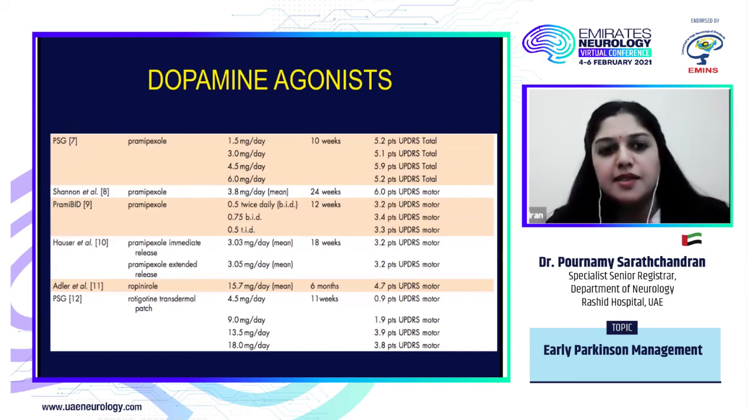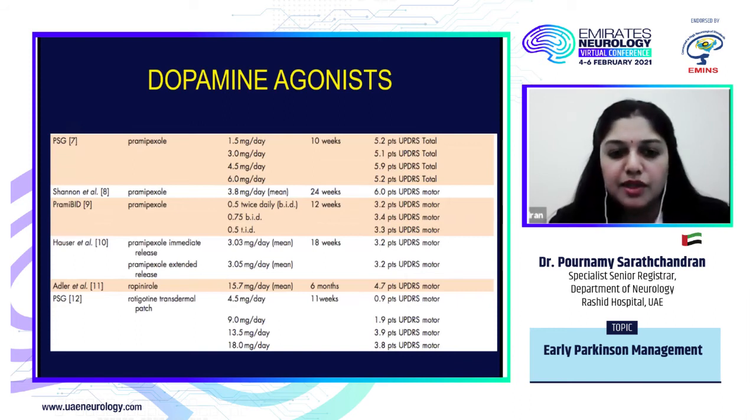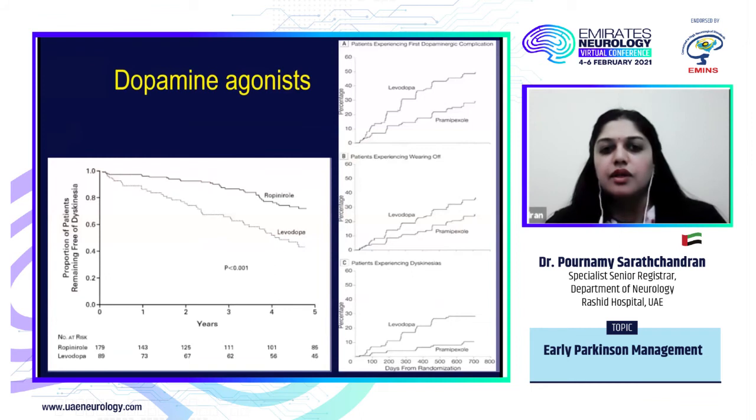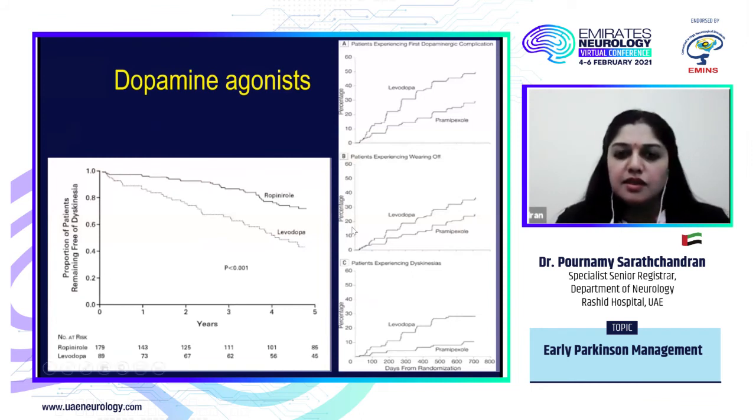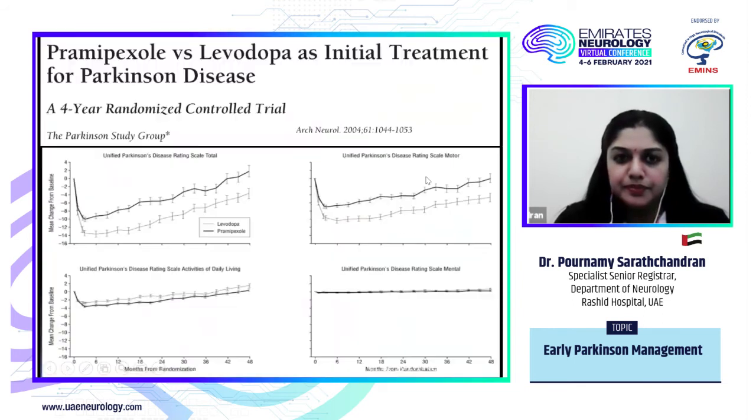Now, dopamine agonists. A variety of dopamine agonists have been tried. The currently most commonly used ones are Pramipexole and rotigotine patches. So when they tried dopamine agonists, the researchers found out that, compared with levodopa, definitely the proportion of patients developing dyskinesias was more in patients on levodopa. And that means patients who have been on dopamine agonists develop dyskinesias very late only. Also, they tried the same with Pramipexole, and they noticed that the patients experiencing wearing off and dyskinesias, it was much more with levodopa compared to Pramipexole.